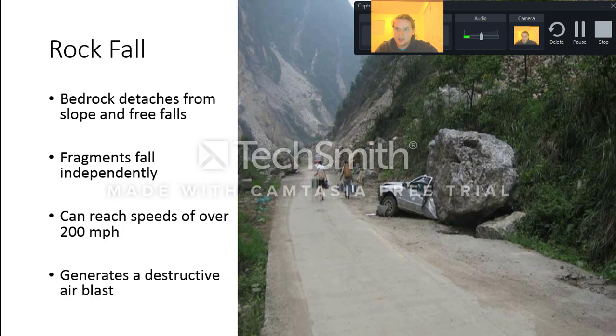Because if there's a fragment traveling at 200 miles an hour falling down, there's a lot of air underneath of it. So once it finally hits the ground, that air has to disperse very quickly, causing a massive air blast, which is strong enough to flatten trees and homes and can actually even trigger other mass wasting events in the nearby area. So the rockfall mechanism, while it can occur in seconds, can have lasting impacts. It can be extraordinarily destructive, as you can see by this flattened truck to the right.